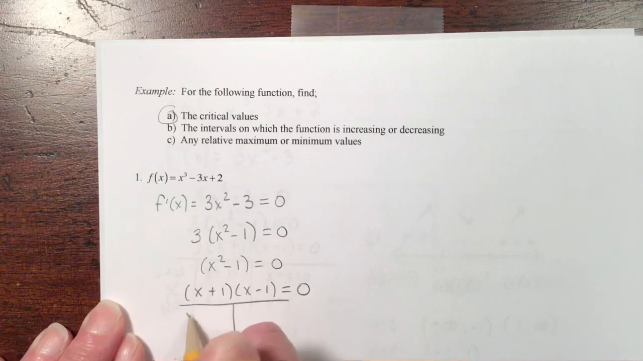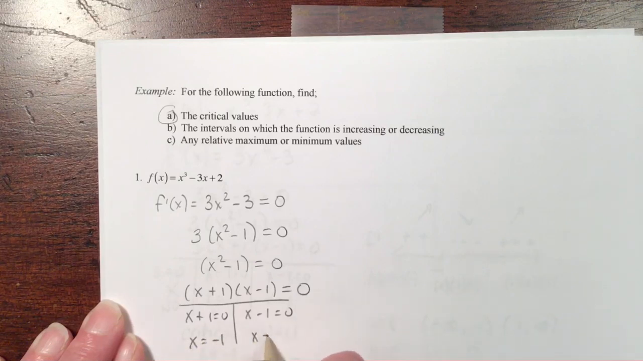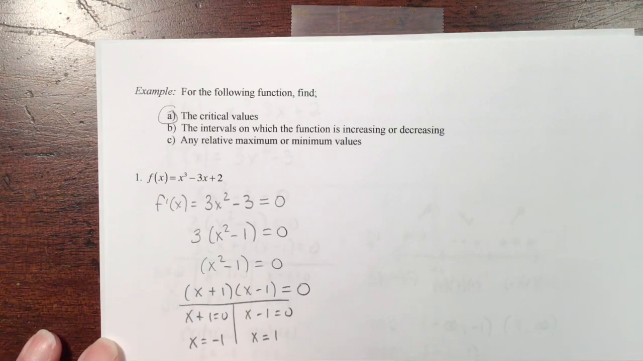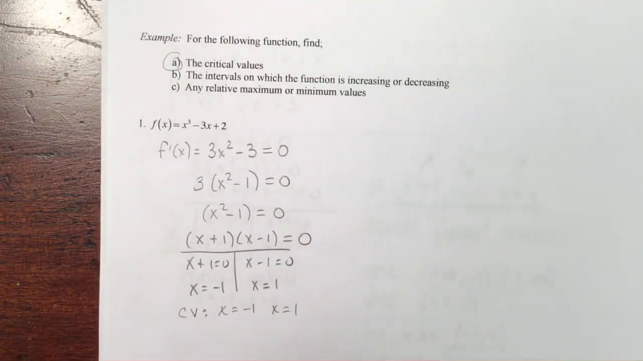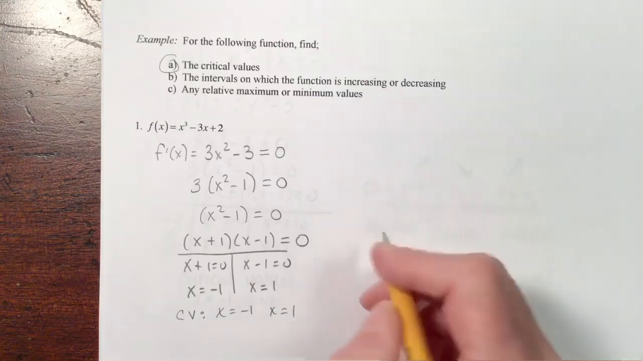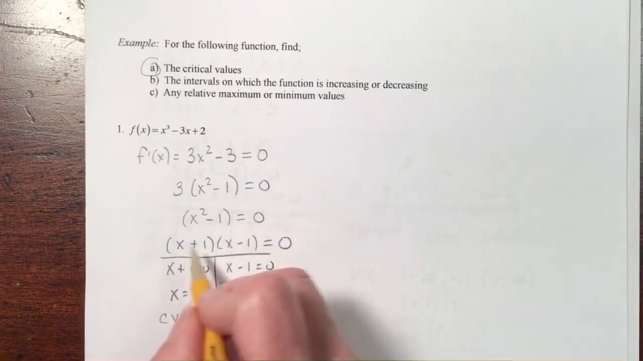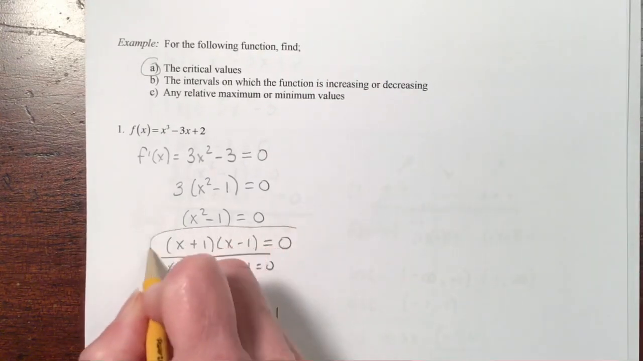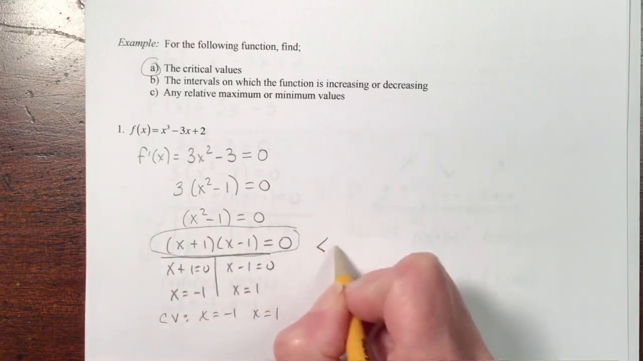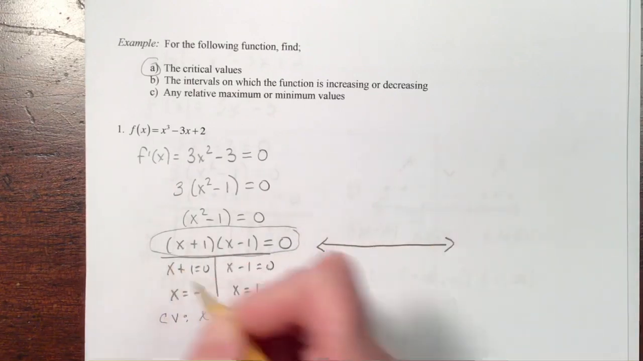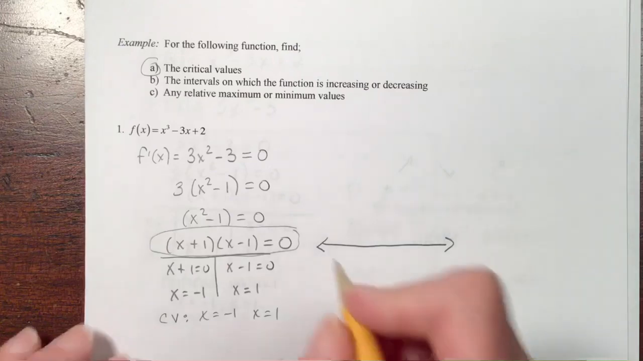To finish up this, I would set each factor equal to 0. The two critical values for this function occur at -1 and at 1. Now these are my critical values. What I'm going to do now is take the critical values and put them on a number line. And notice I'm going to put it right next to my derivative I used to solve the problem.